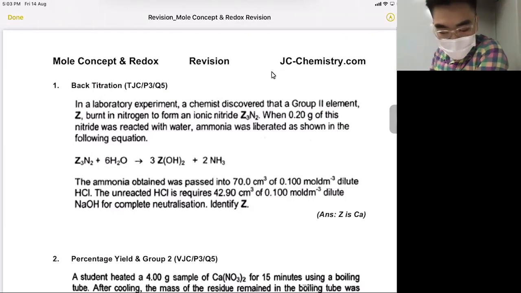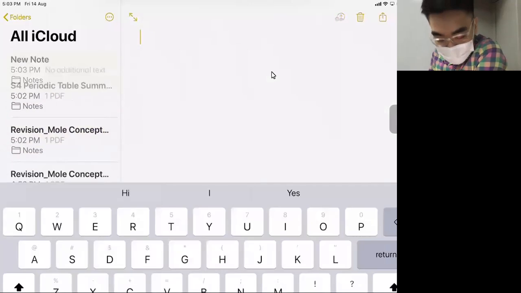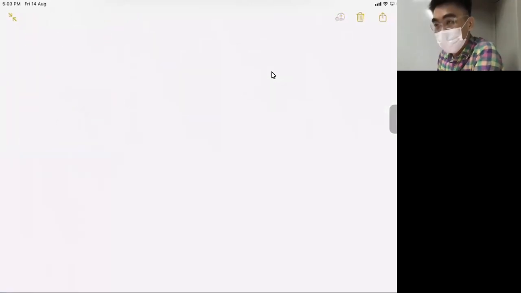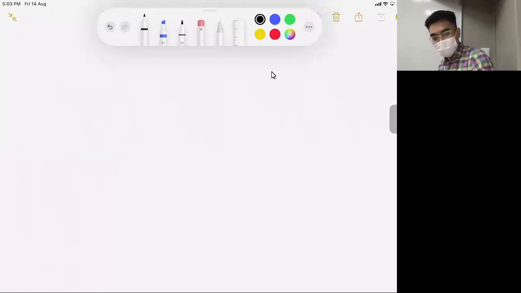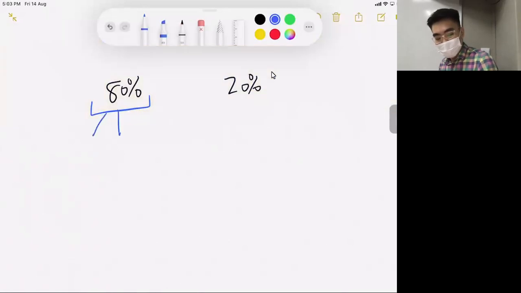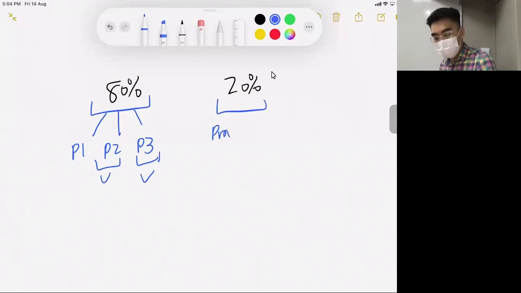So I know most of you are bad at practical, which is the common complaint. But my advice is this: for prelims purposes, if you are thinking of prep, actually it's 20 versus 80. So your 80% is your paper 1, paper 2, and paper 3, of which your paper 2 and 3 is the highest weightage. Then this is your practical.